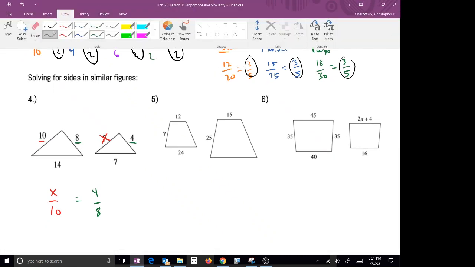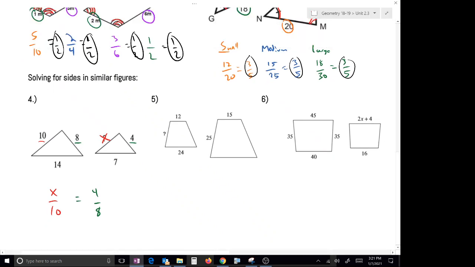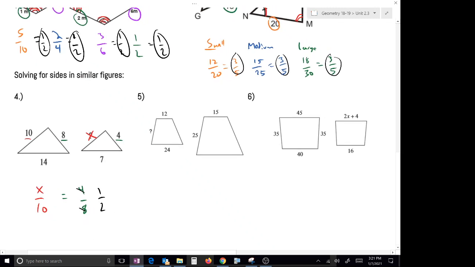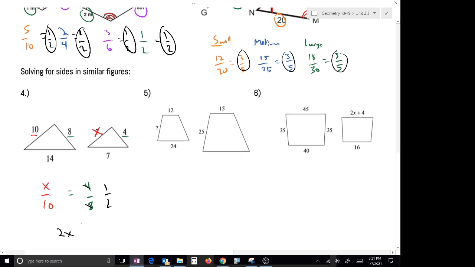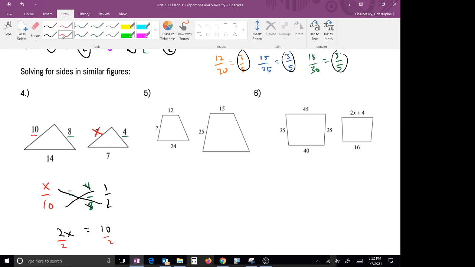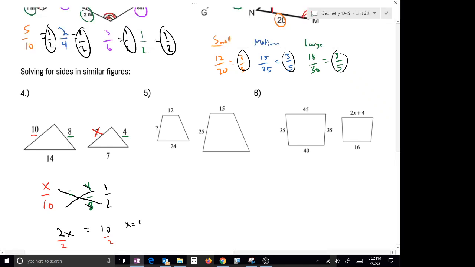We'll go ahead and cross multiply. Actually, I can simplify it first, so that reduces down to 1/2. Cross multiplying, we get 2 times x equals 2x, and equal to 1 times 10, which is 10. Divide both sides by 2, and we get x equal to 5.